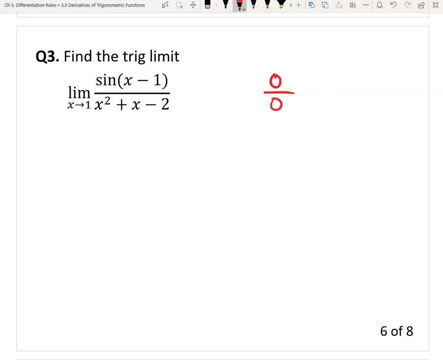So what do we have to do? Manipulate, right? But how? All we need to do is look at it. Theta is x minus 1, and theta approaches 0. So we have to make the denominator also x minus 1. This time it is easy because we can factor the denominator. We can directly just factor the denominator, okay?